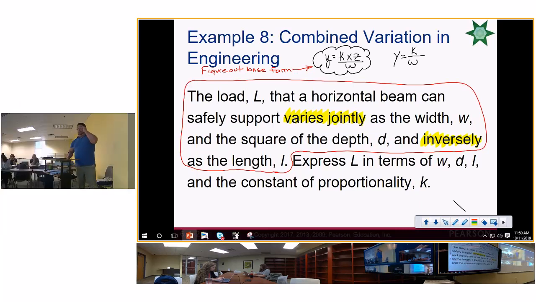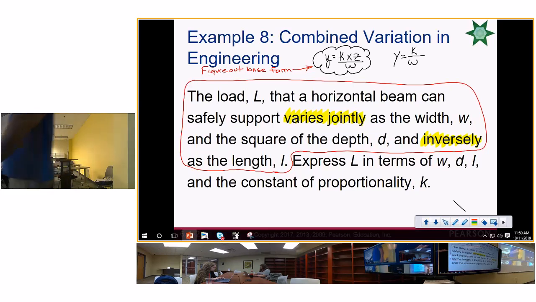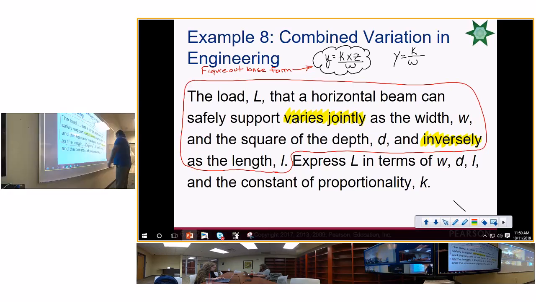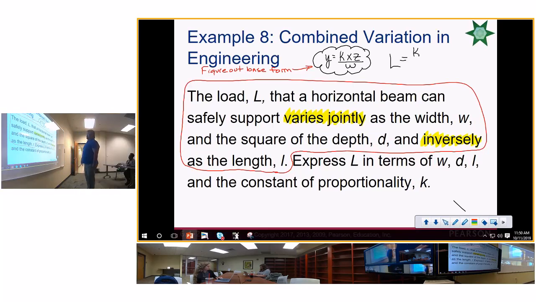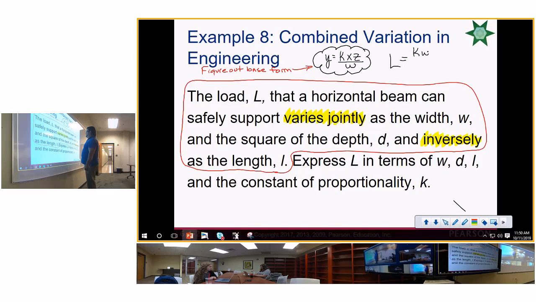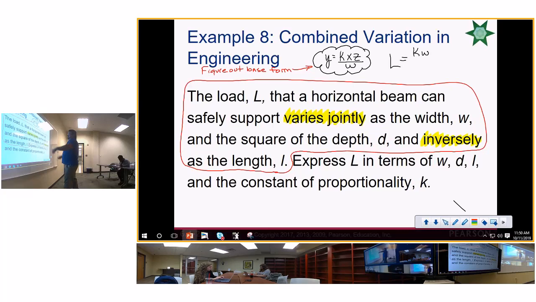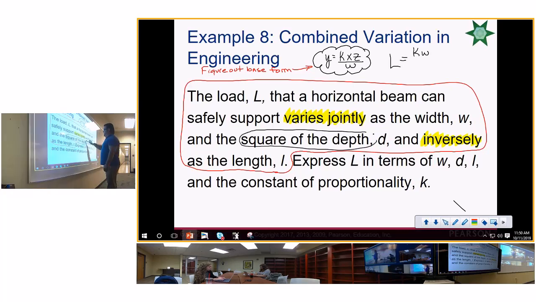Now I can go through and change my variables. Which way do we read? Left to right. So what is y going to be? Big L. Big L is equal to K. Okay, what's next? Well, let's read it. W, horizontal beam, W. So I picked the wrong letter, but anyway, W. What's Z? D squared, D to the second power.